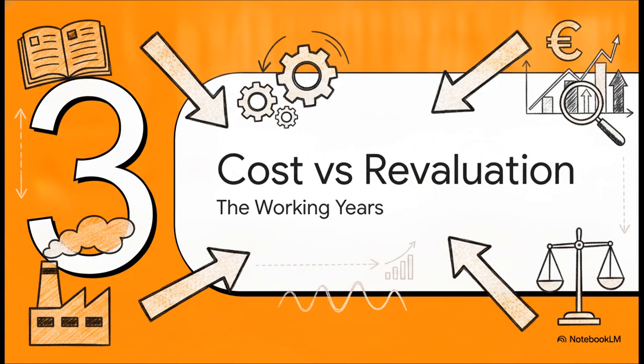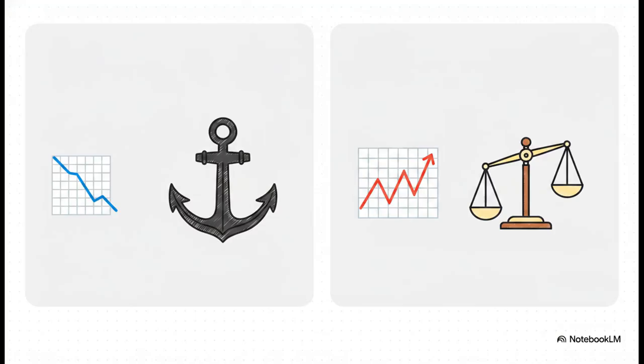All right, Section 3, cost versus revaluation models. The working years. As we enter the working years of our asset, we hit a massive fork in the road. A company has to choose one of two models as an accounting policy and stick to it. The cost model is your traditional route. The asset is carried at its historical cost, minus any accumulated depreciation and impairment over time. It's safe, it's stable, it's predictable.